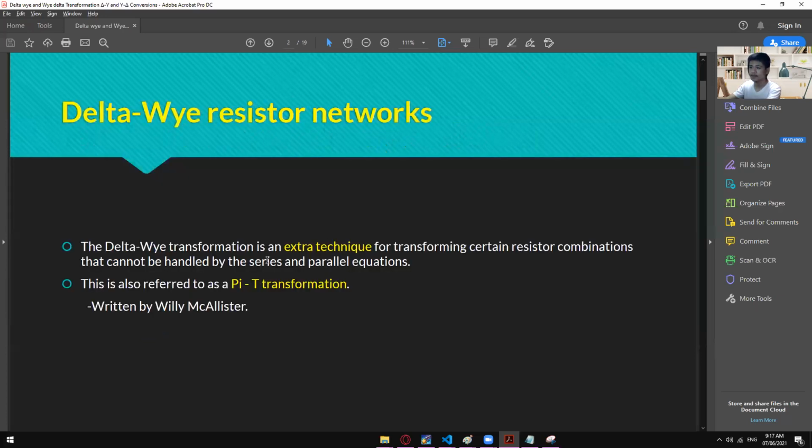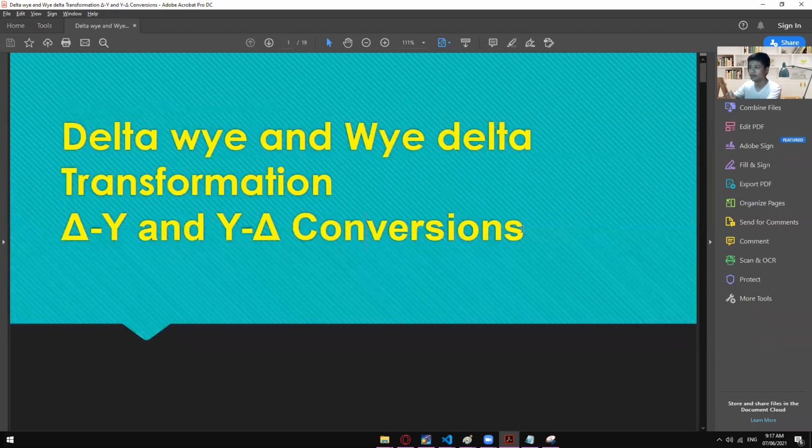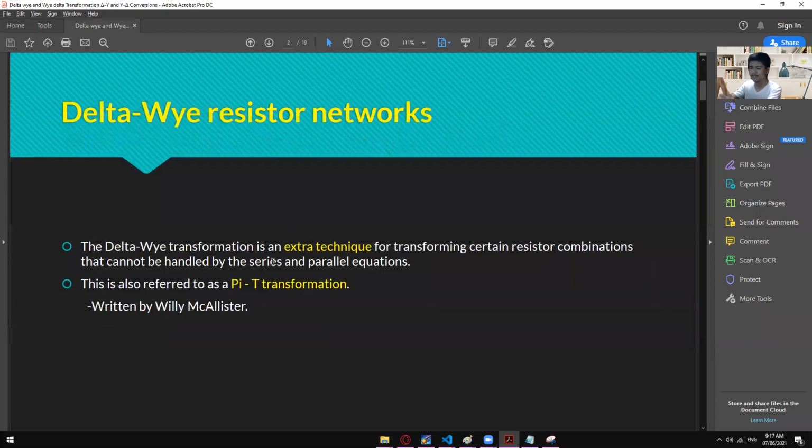Okay, so without further delay, delta to Y transformation is another extra technique for transforming certain resistor combinations that cannot be handled by the series and parallel equations. So this one is quite similar to other theorems also. The reason why we have this conversion right here is because we cannot simply convert that particular connection by using series and parallel equations.